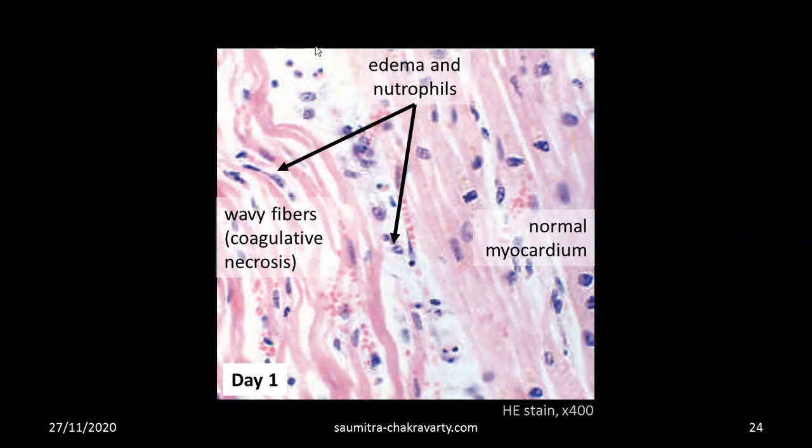And it's day 1 after myocardial infarction. This is a photomicrograph, and we're looking at about 400 times magnification. These are wavy fibers. There are some wavy fibers. Some of them have still got nucleus within them, like these. And some of it has lost its nuclei.